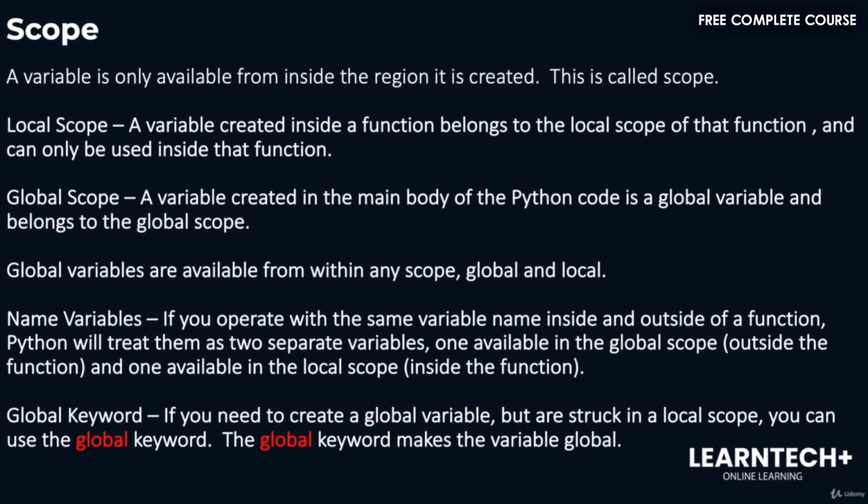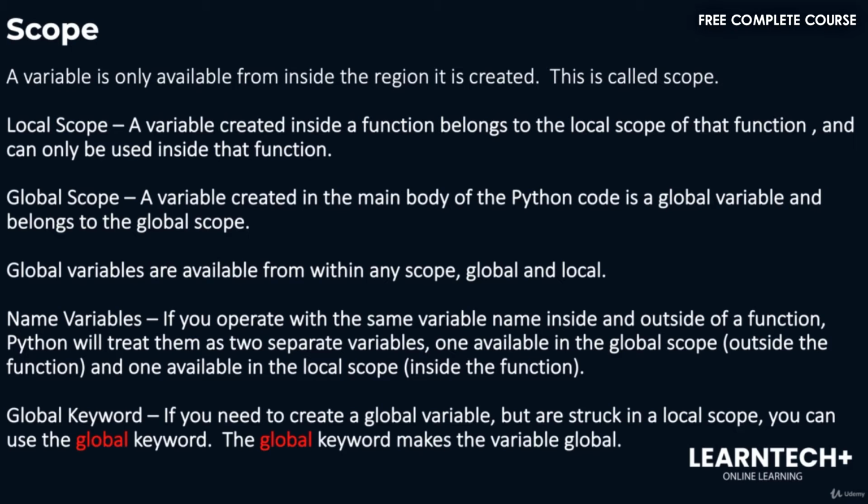Now, global scope is a variable created in the main body of the Python code. It is a global variable and belongs to the global scope. Global variables are available from within any scope, global and local. Okay, naming variables: if you operate with the same variable name inside and outside of a function, Python will treat them as two separate variables, one available in the global scope outside the function, and one available in the local scope inside the function.